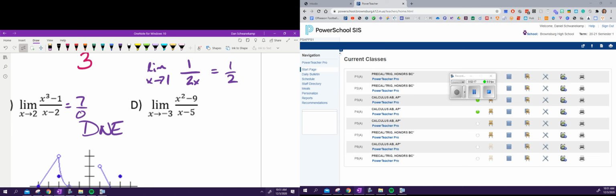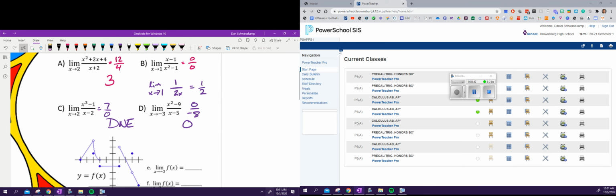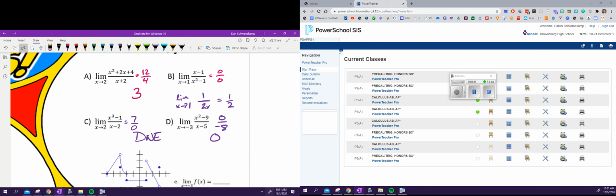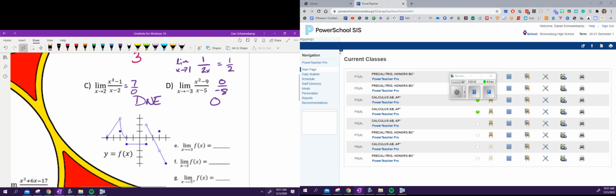Letter D, I plug negative 3 in. Show me with your fingers what happens when you plug negative 3 in. I get 0 on top and negative 8 on bottom. If I get 0 on top, that is 0. Those are basically all the different types of problems you could get. You could get 0 over 0, do L'Hopital's rule. You could get just regular numbers. You could get DNE if 0's on bottom, or you could get 0 if 0's on top. Those are the main ideas.